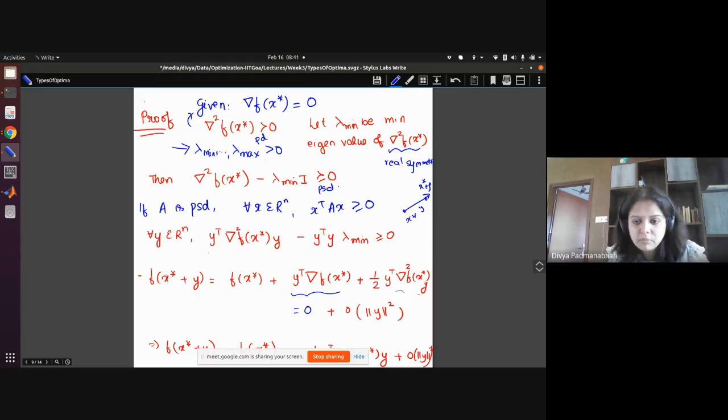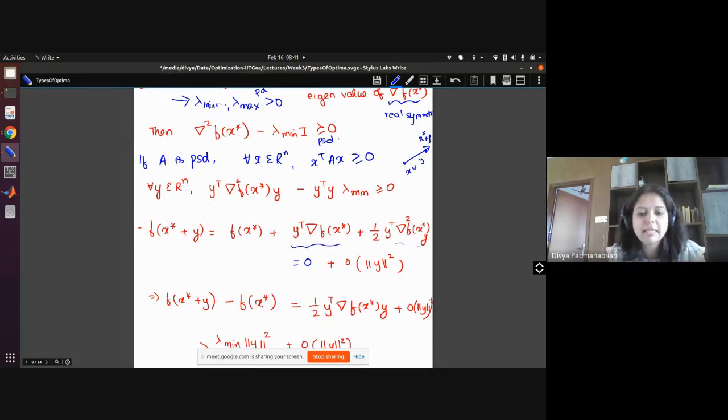So that's why f(x*) will be the minimum point. Because this difference, f(x* + y) minus f(x*), you're going to get as a greater than zero quantity always. So that's the sketch, that's the overall proof idea. Now it's just about some technicalities, right?